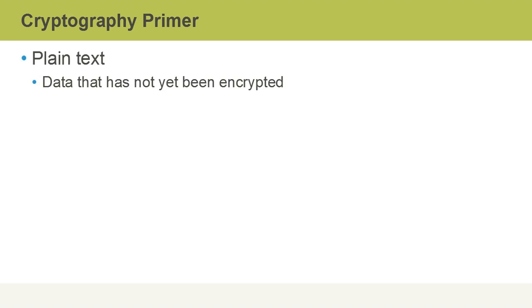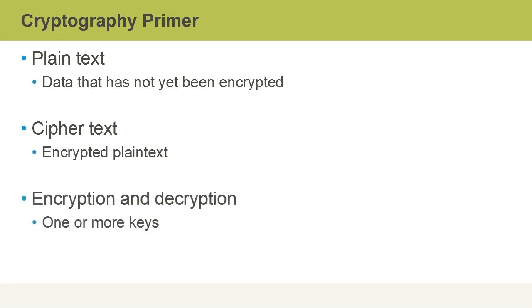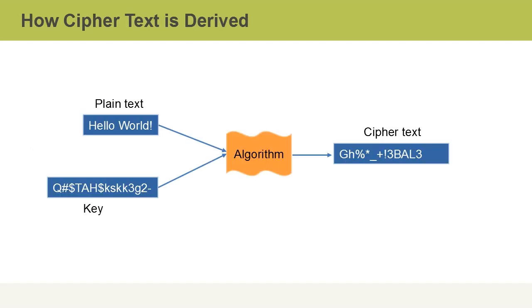In crypto, there are some terms that we have to get to know very well, one of which is plain text. This is data that hasn't yet been encrypted. Cipher text is encrypted plain text, so it's the result of feeding plain text through an algorithm with a key. Encryption and decryption might require a single key, a symmetric key, or two keys that are mathematically related, a public and private key pair, depending on the algorithm being used.